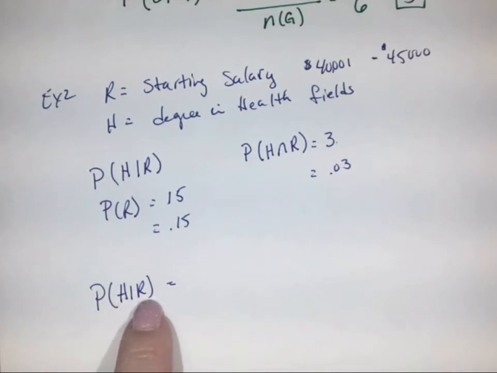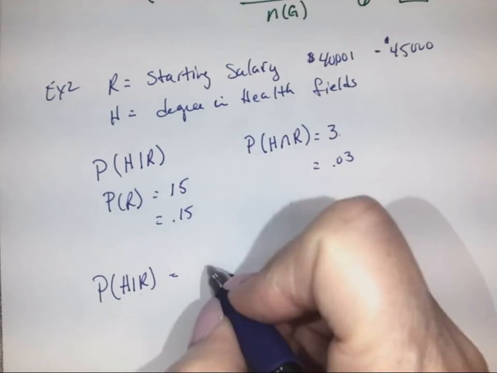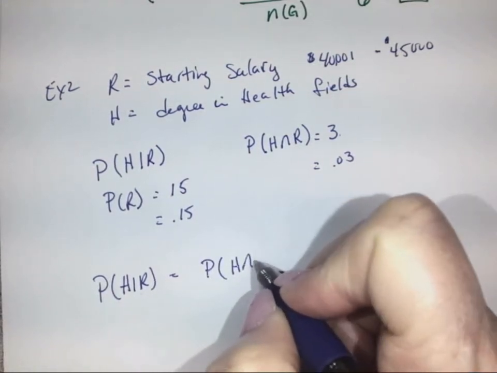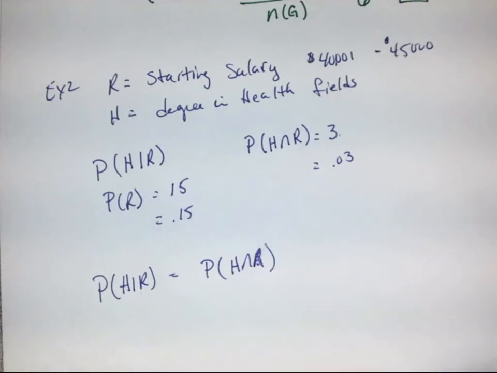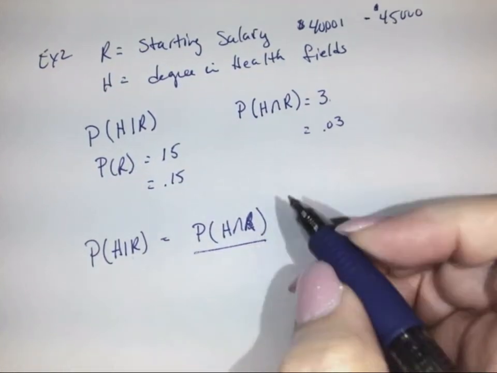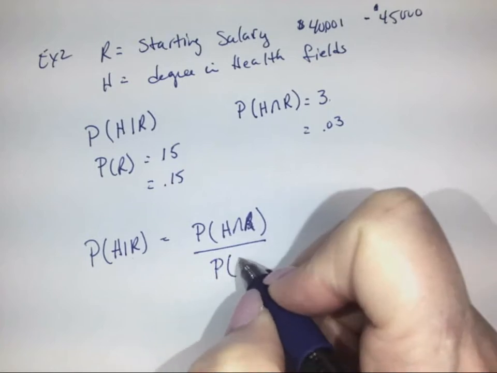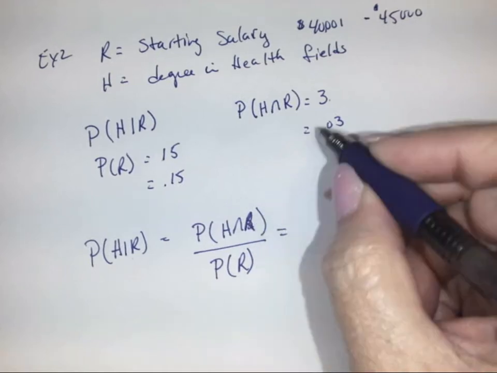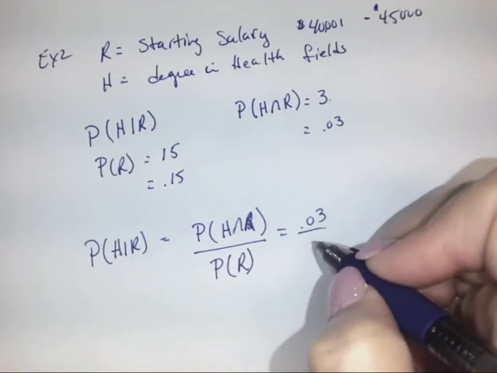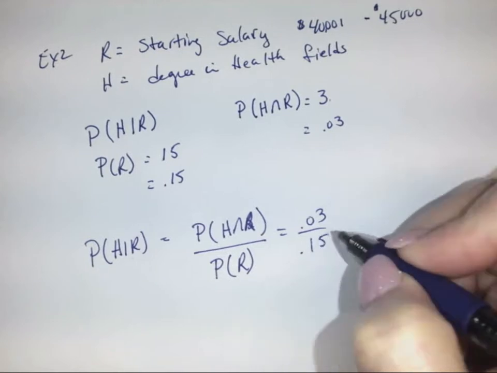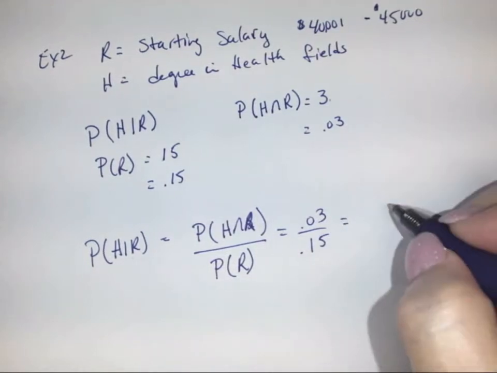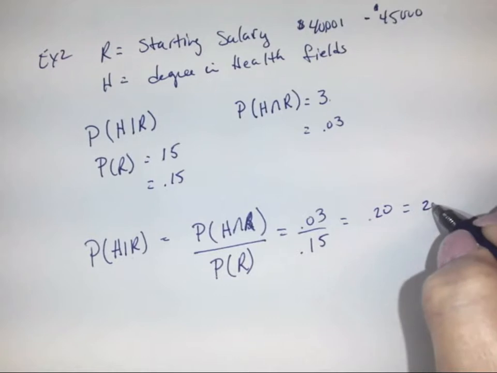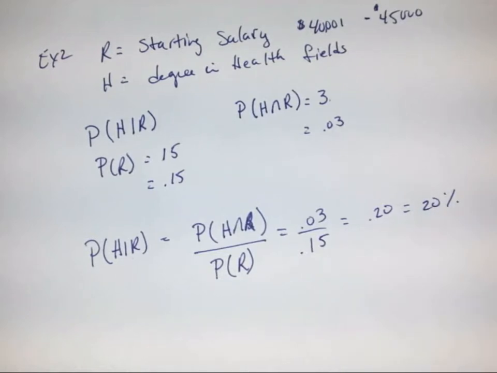So if we're looking at the probability of H given R, or they had a degree in the health field given that they were given an offer in that salary range, then at the top we'll have the probability of the intersection between the health fields and that particular pay, and it'll be divided by the probability of that pay. So the intersection was 0.03 divided by the probability of that pay, 0.15, and that'll get us 0.20, which will be 20%. We just got to find the values that we need. We don't have to know a whole lot of things, we just got to know a few things.